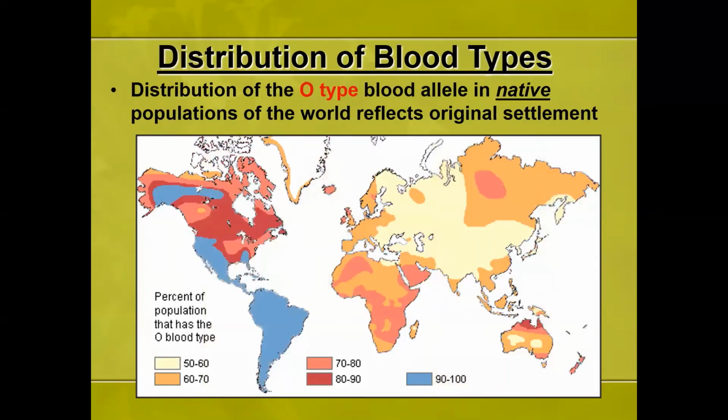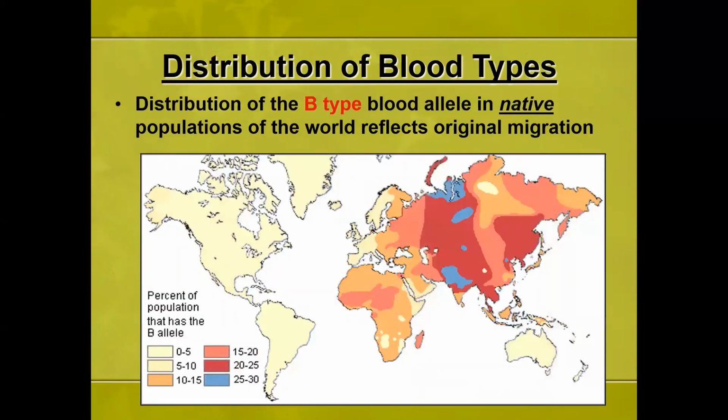And we can look at this and look at how blood types possibly arose. Distribution of blood types shows a founder effect pattern, where, for example, here we have the distribution of blood type O allele in native populations of the world. It reflects the original settlement. Notice South America, some of North America up here, that's where we have the huge population of blood type O. So that's possibly where this evolved, and then it started to spread out from there.